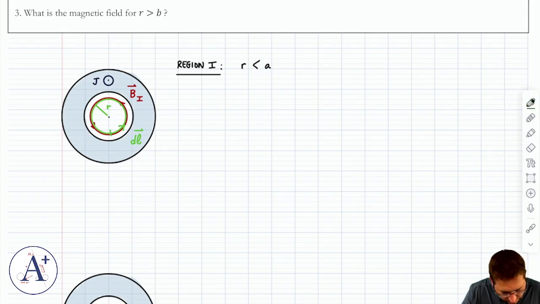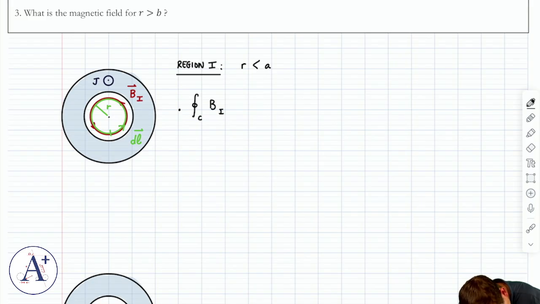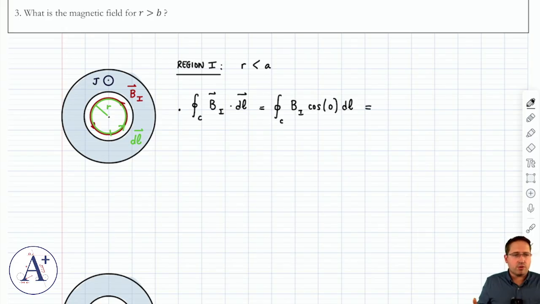And what I get to do now is say, well, the integral of B1 dot dl around the closed contour is equal to the integral around the closed contour of B1 cosine of the angle between B1 and dl, which is 0, because then they're in the same direction. And then B1, of course, by symmetry, is the same everywhere around my green contour, because it wouldn't make sense to have a stronger magnetic field here than here than here.